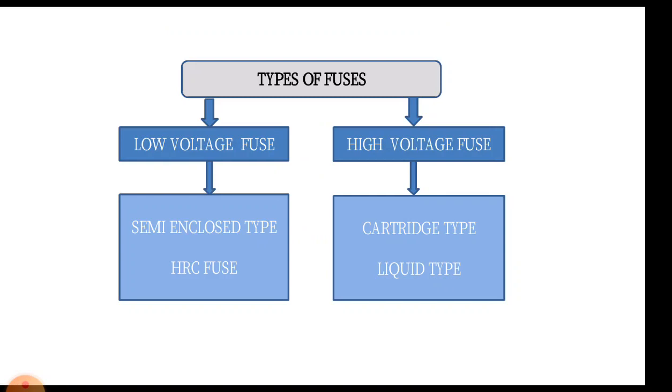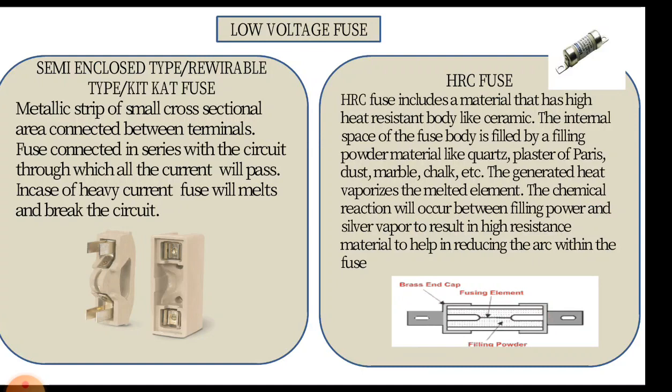Then different types of fuses. They are classified as low voltage fuses and high voltage fuses. Low voltage fuses are of two types, semi-enclosed type and HRC fuses. High voltage fuses are classified as cartridge fuse and liquid type fuse. Low voltage fuses are mainly classified as semi-enclosed type or rewirable fuse. The diagram shows the semi-enclosed type or rewirable fuse. It is also called a KitKat fuse.